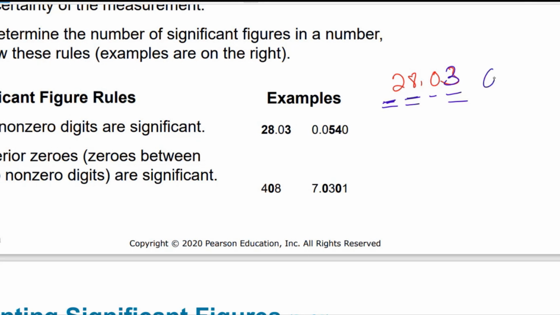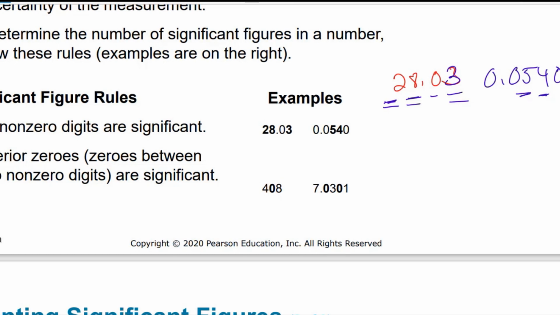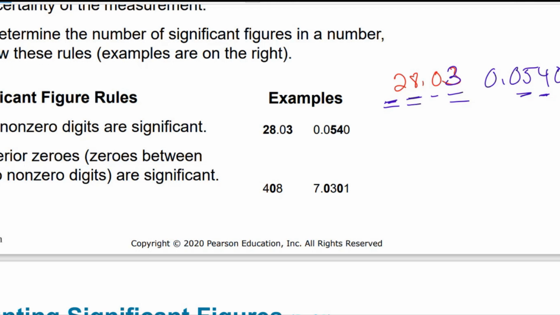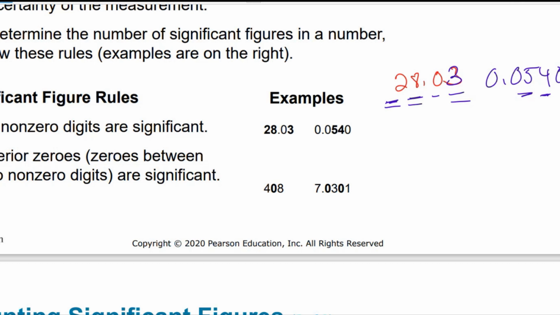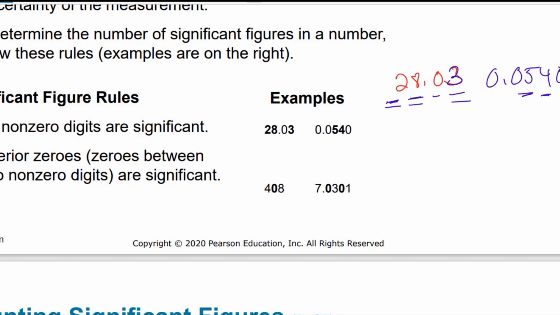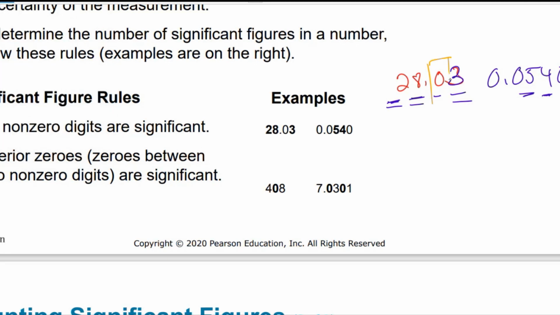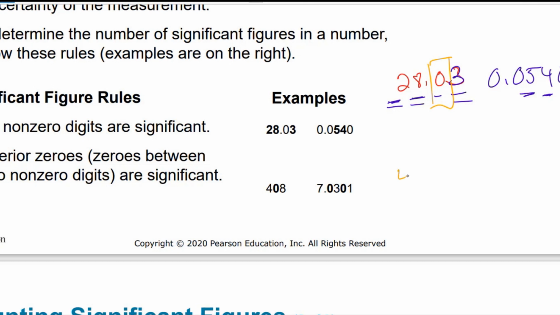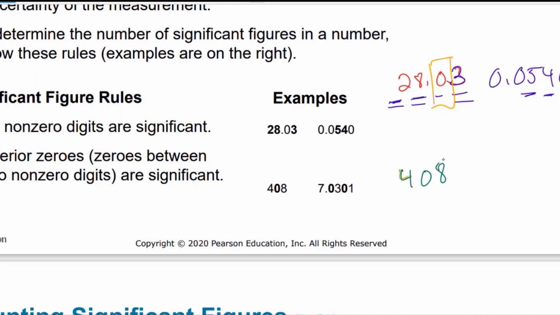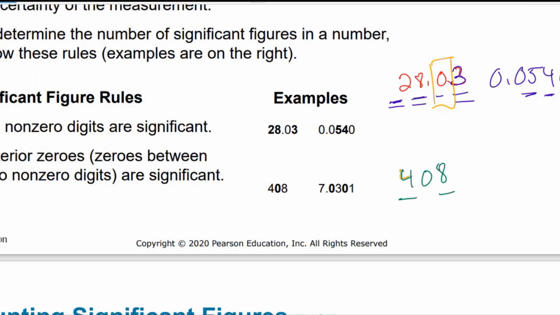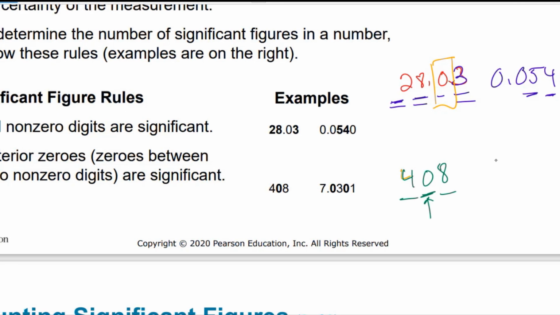Okay, so if you have a number like 0.0540, the 5 and the 4 are definitely significant because they're non-zeros. Now, we haven't said that any of these others aren't yet, just that the 5 and the 4 are. Interior zeros between two non-zero numbers are also significant. So what we're saying here is interior zeros like this are significant. So for example, in 408, we know that the non-zero numbers 4 and 8 are significant. The 0 is also significant because it's between those two non-zero numbers.